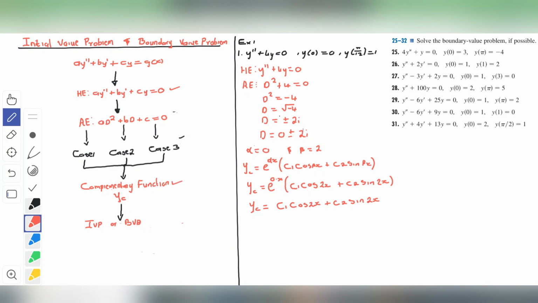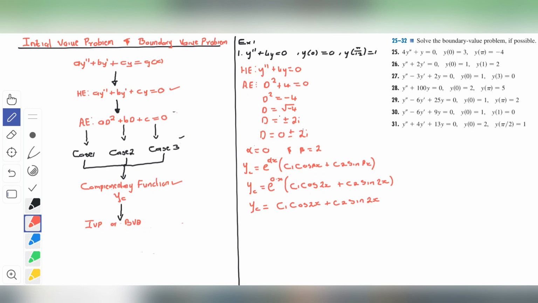So now we are finding what? The complementary function, right? Which is the YC. After finding the complementary function, we are going to find what? The question says solve the boundary value problem. Like I said, the only difference between the boundary value problem and the initial value problem is that in the boundary value problem, we don't derive, but in the initial value problem, we are going to derive, right? So now we're going to find C1 and C2. This question is all about finding the unknown values.